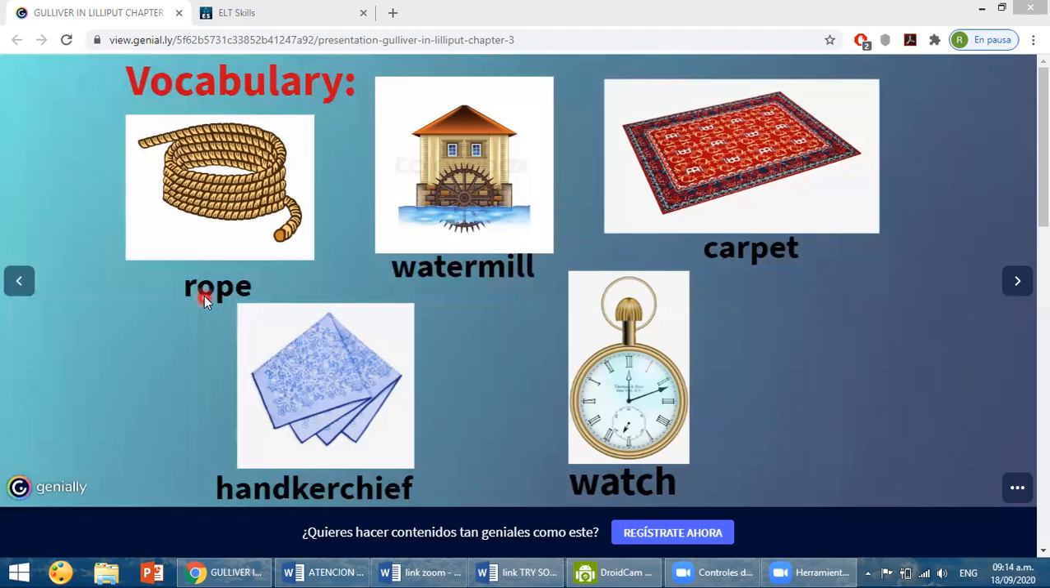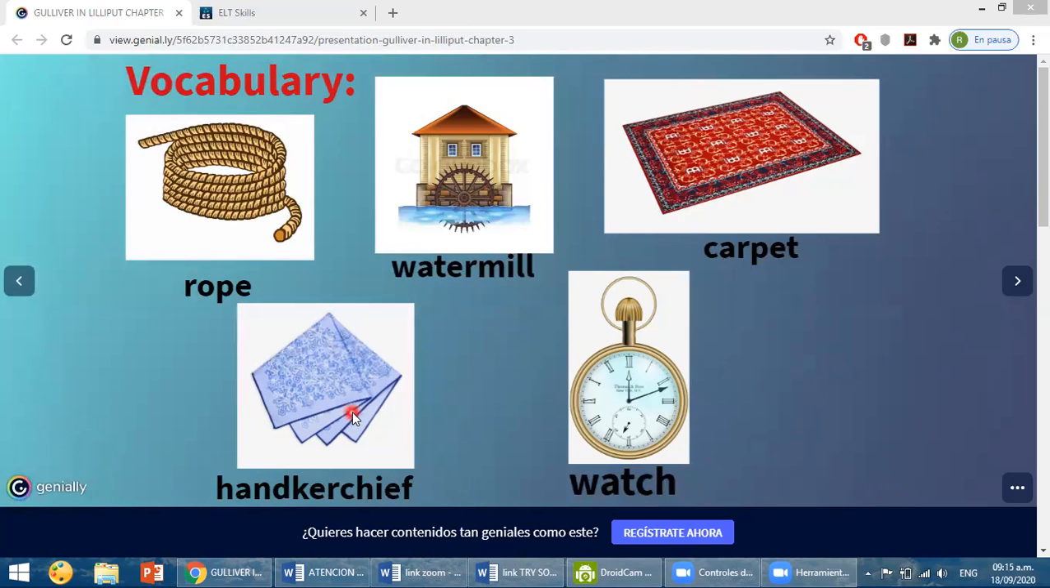Now please. Rope, as you can see, rope is this, okay? Yes, that is a water mill, you see? Molino de agua, that's in Spanish. Carpet. Carpet is something you put on the floor in your bedroom, in the living room. It's very good. Thank you, Joshua. That is in Spanish.